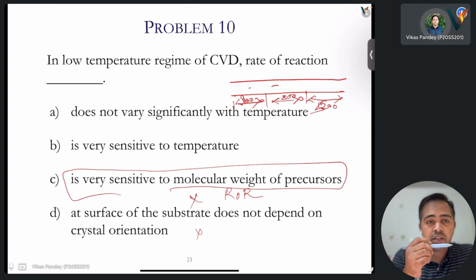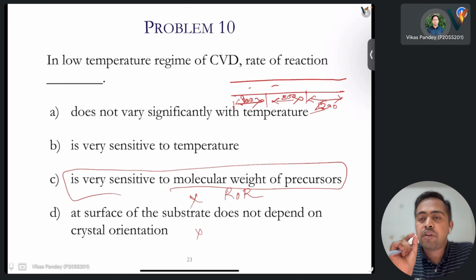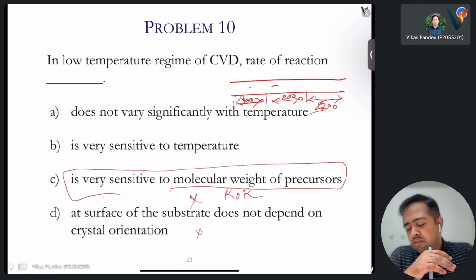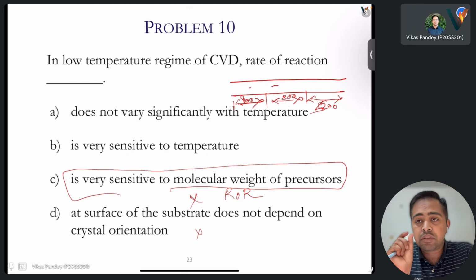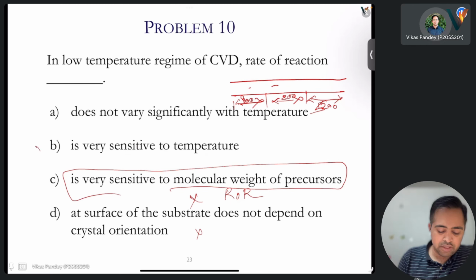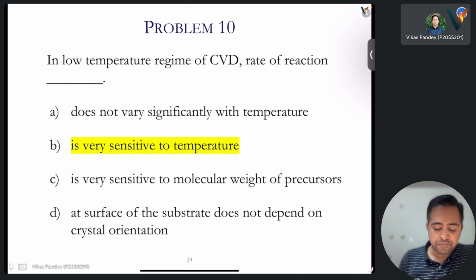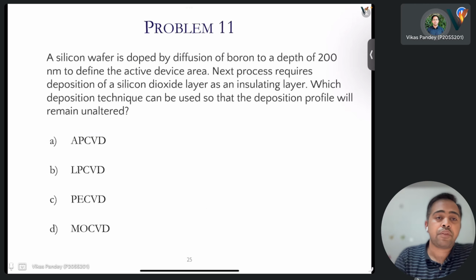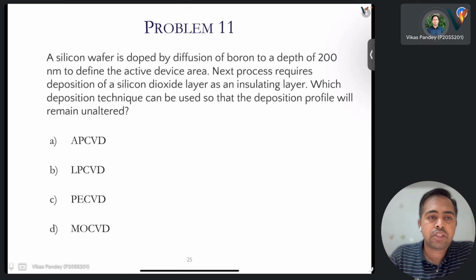And since here the temperature is low, any change in the temperature will have significant effect on the rate of the reaction. The rate of the reaction is highly dependent on the temperature. Okay, so it is very sensitive to temperature. Okay, now let's come to the next question.